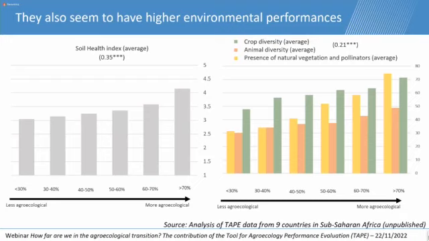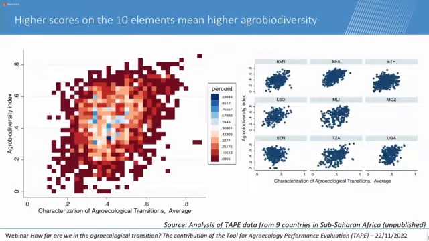And when we look at, for example, 2 core criteria giving information about the environmental performance, we find the same level of correlation and the same significance with, for example, on the left here, the index that is calculated in TAPE for soil health. So more agroecological farms have higher soil health indices. And we find also on the right-hand side, higher diversity, and in particular, agricultural biodiversity in terms of crop and animals, but also the presence of natural vegetation and pollinators. Next slide, please.